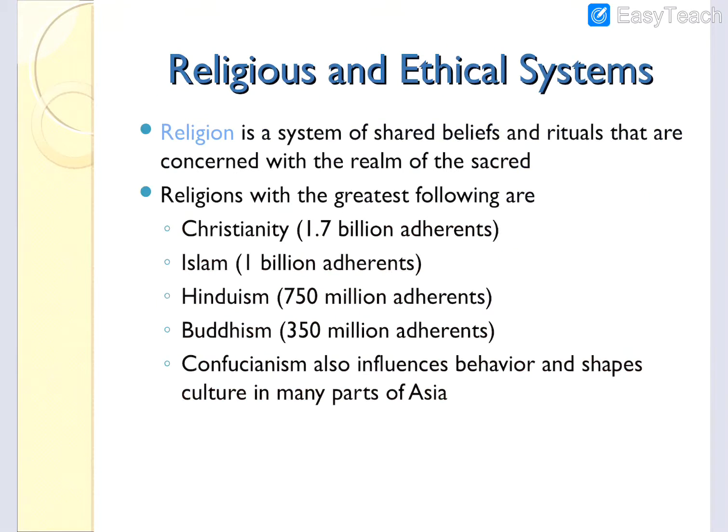Okay, now we have a religious and also ethical system. When we talk about religion, it is a system of shared belief and rituals that are concerned with the realm of the sacred, something you believe in, what we call worship. The religions with the greatest following in the world: Christianity with 1.7 billion, Islam with 1 billion, Hinduism 750 million, Buddhism 350 million, and also Confucianism, which influences behavior and shapes culture in many parts of Asia.